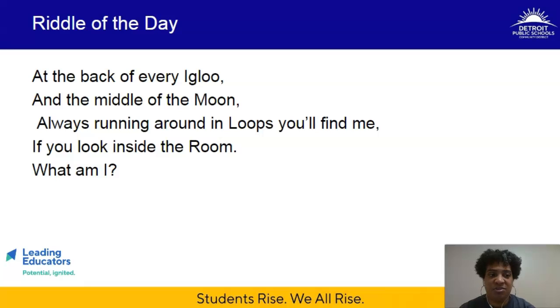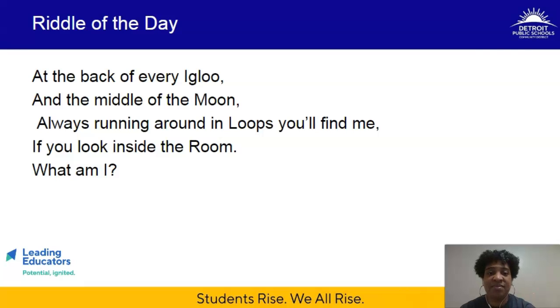What I'd like you to do, if you think of each line, at the back of every igloo, at the middle of every moon, instead of thinking about these as actual objects, so in your brain, you're probably rooting around thinking, okay, how is the igloo constructed? What's the back of the igloo? What's really in the middle of the moon? What is it made of? Don't think that concretely. Think about the words themselves, not the objects they represent. Back of every igloo, middle of the moon, always running around in loops, you'll find me. If you look inside the room, right? So not the objects or things or places they represent, but the actual words themselves.